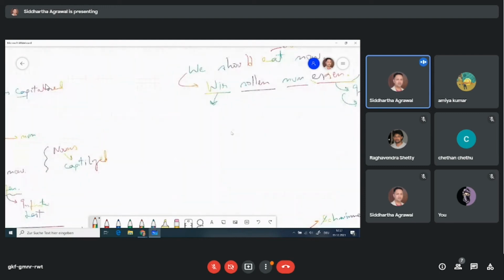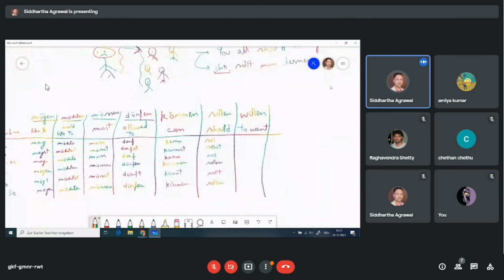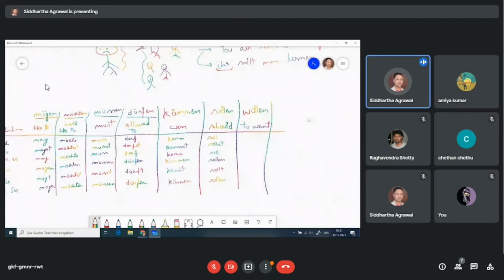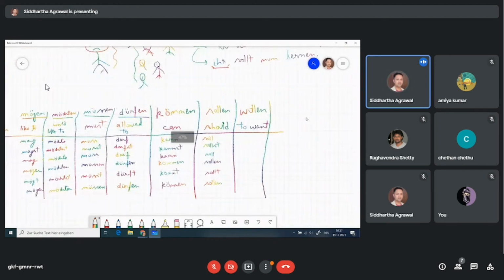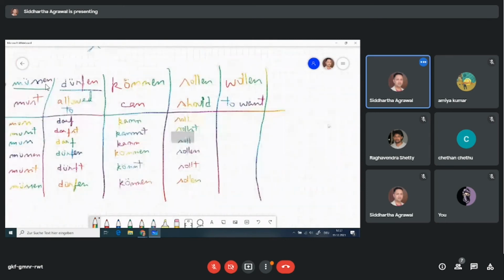All right. So now we are done with all but one, and the last one is wollen. This you have to give extra emphasis because, as you will see yourself, what happens. So let me first conjugate this. Ich will, du willst, er will, wir wollen, then comes ihr wollt, sie wollen.